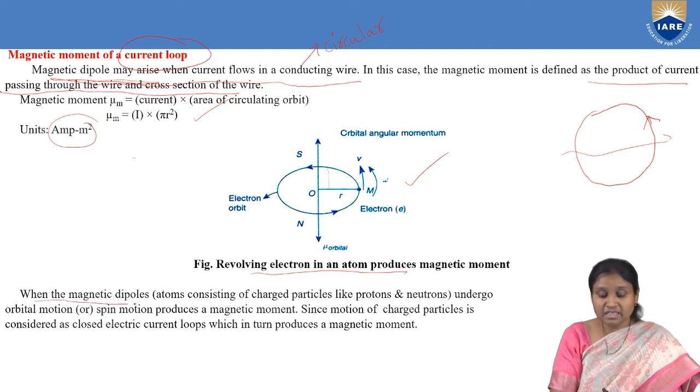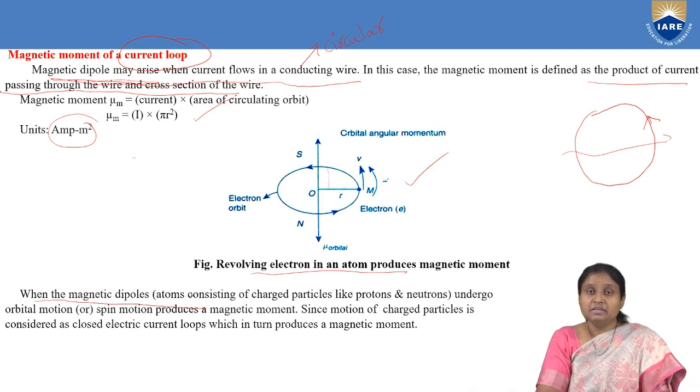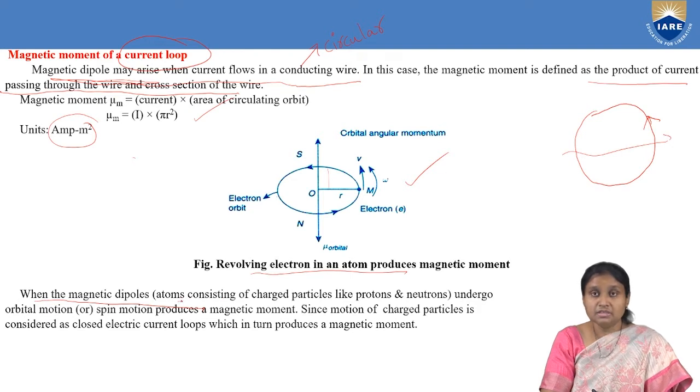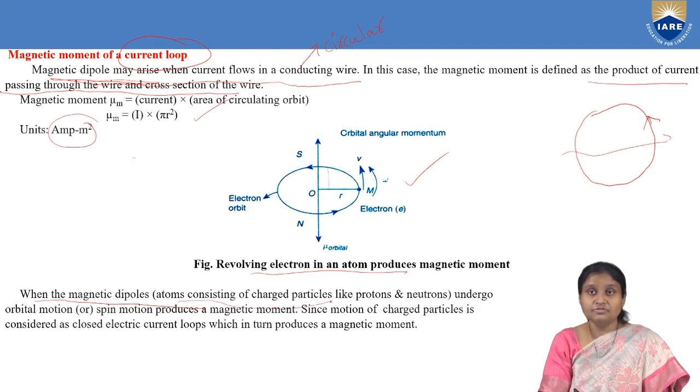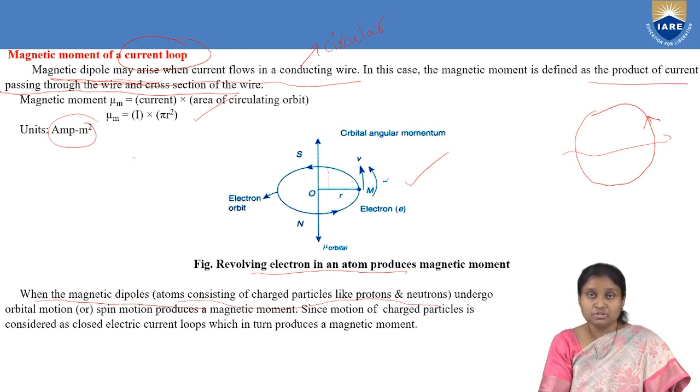So here, in this case, the magnetic dipole is not simply two equal and opposite poles, but it is an atom consisting of charged particles like protons and neutrons. If it undergoes orbital motion or spin motion, it will produce magnetic moment, since motion of charged particles is considered as closed electric current loops, which in turn produce magnetic moment.